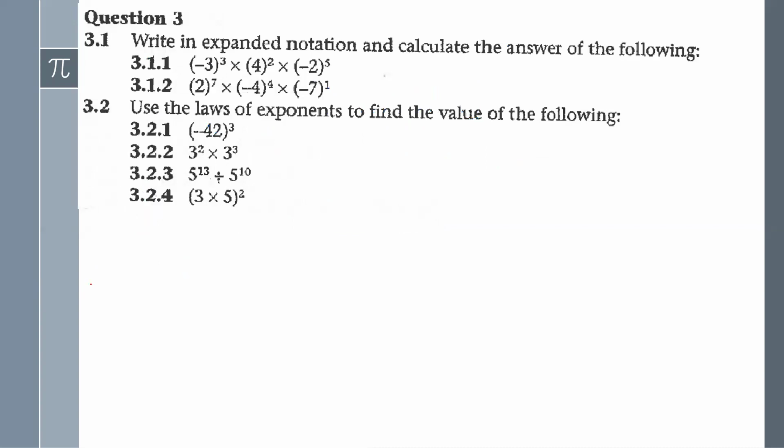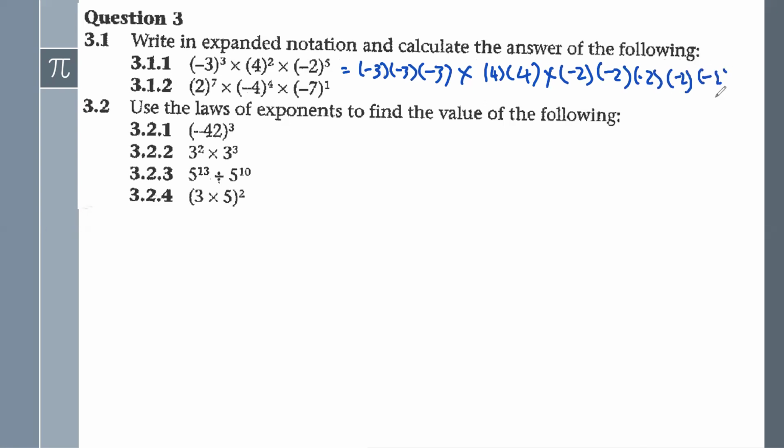Let us look at this one: write in expanded form and calculate the answer. What they mean here is, since negative 3 is raised to the 3, you must expand it like this. And then do that with the 4 as well. And guess what? Do that with the negative 2, 5 times. And then you work that out.